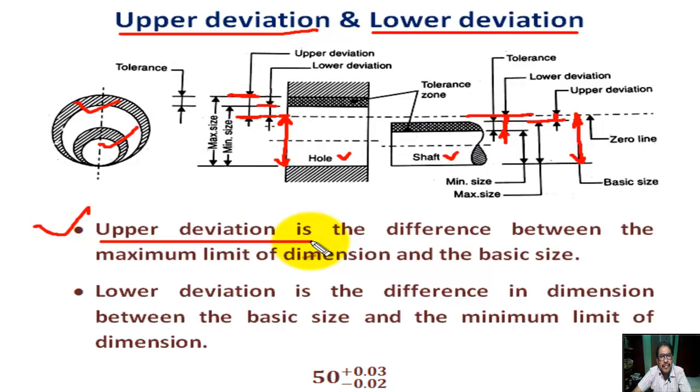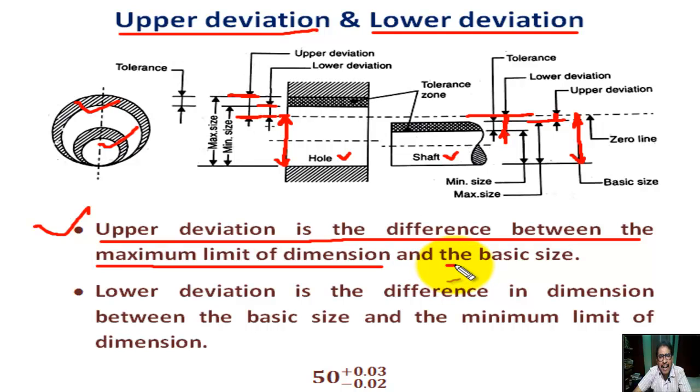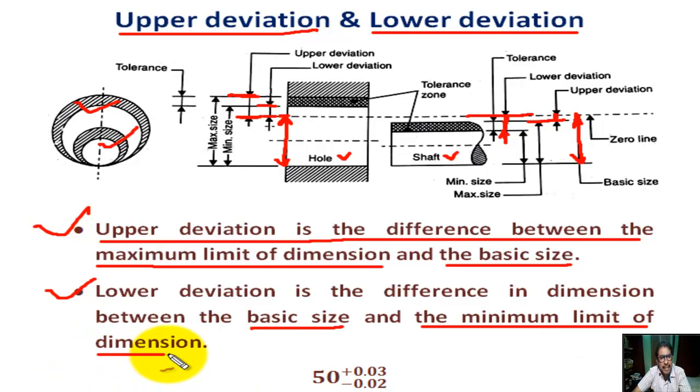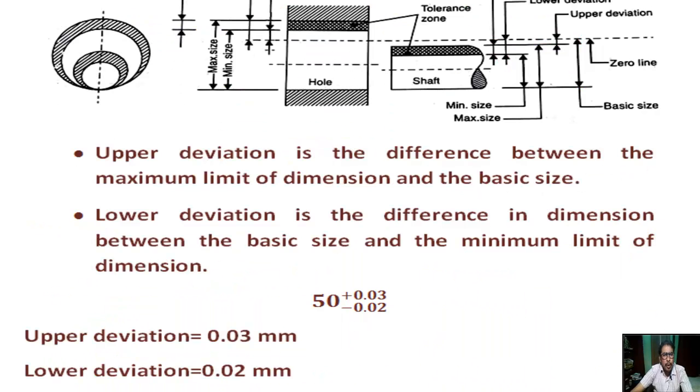Now, upper deviation is the difference between the maximum limit of dimension and the basic size. Lower deviation is the difference in dimension between the basic size and the minimum limit of dimension.